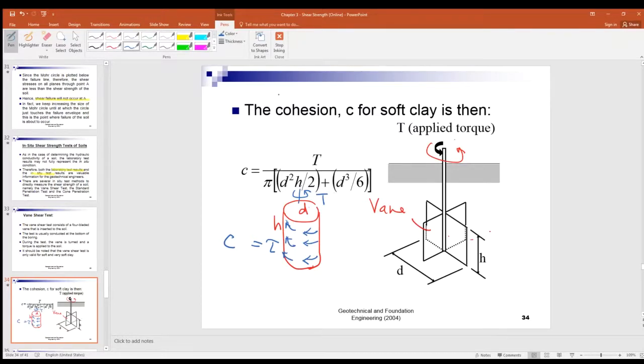And also, if you look at the bottom, here the bottom, right? Now there's also the shear stress developed, but of course in the center, right? So the maximum shear stress will appear at the outer surface, and close to the center, the shear stress will be smaller, right?